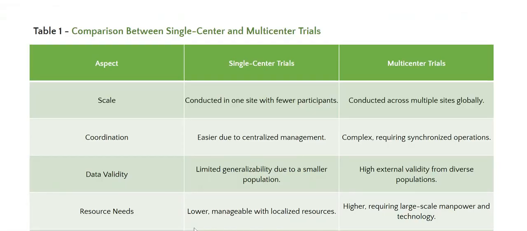Summary tables: upcoming tables to summarize what we have covered in this lecture. Here we have a table on comparison between single center and multi-center trials, aspect, single and multi-center trials. As aspects: scale, coordination, data validity, resource needs, and common example.